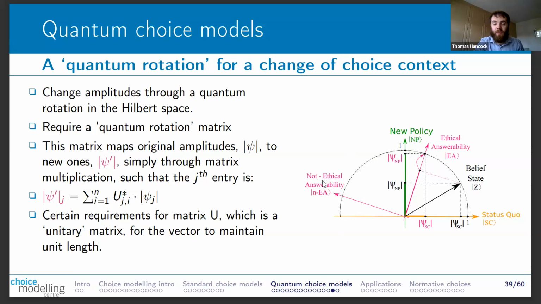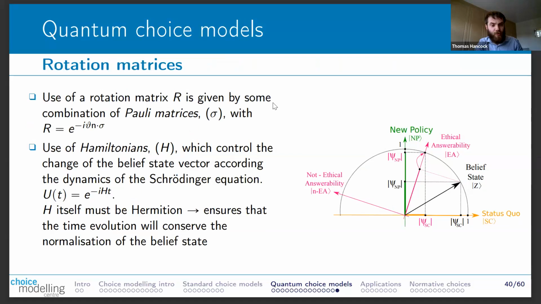And there are different ways of constructing this sort of change in this space. We need to be careful about how we define this such that this belief state remains of unit length. So once we move to here, it still needs to be of unit length. Otherwise, our probability for the different alternatives is possibly not going to sum to 1, which is not a good thing. In this case, there are a couple of different things we can use. We could use Pauli matrices or Hamiltonian matrices. And this is where we found it incredibly helpful to collaborate with a quantum physicist, and he came up with various ways of us doing this, which were very helpful.